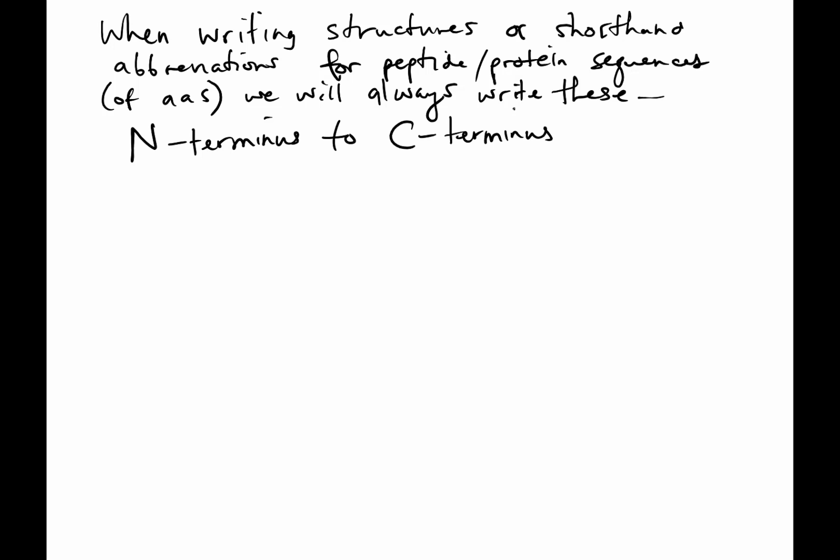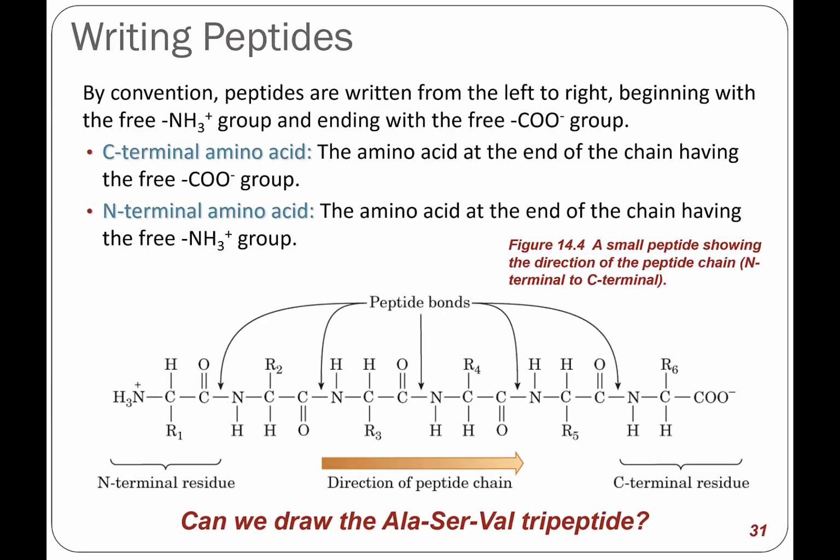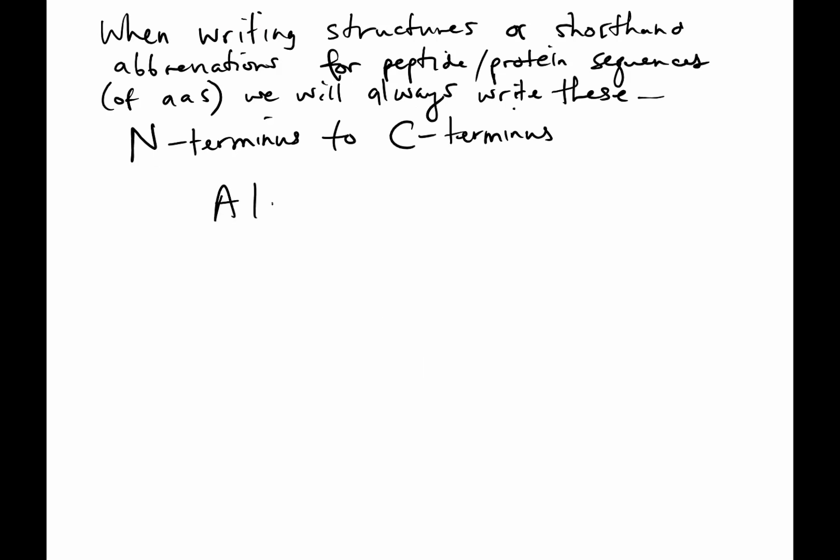Okay, so what we mean by that is, if we're doing that problem we just looked at, alanine, serine, valine, we're going to start with the nitrogen of alanine. So this is the N terminus of alanine right here, and this is the C terminus of valine right here. So let's go ahead and write out these amino acids, alanine, serine, and valine, and then we'll put this thing together like we think we should, N terminus to C terminus, like we just described.